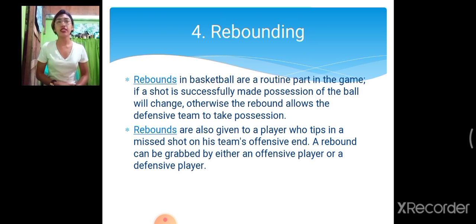If a shot is successfully made, possession of the ball will change. Otherwise, the rebound allows the defensive team to take possession. Rebounds are also given to a player who tips in a missed shot on his offensive end. A rebound can be grabbed by either an offensive player or a defensive player. So this is an example of a rebound.